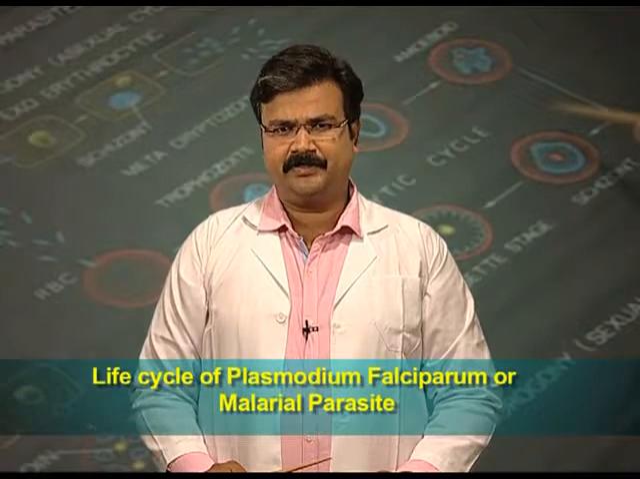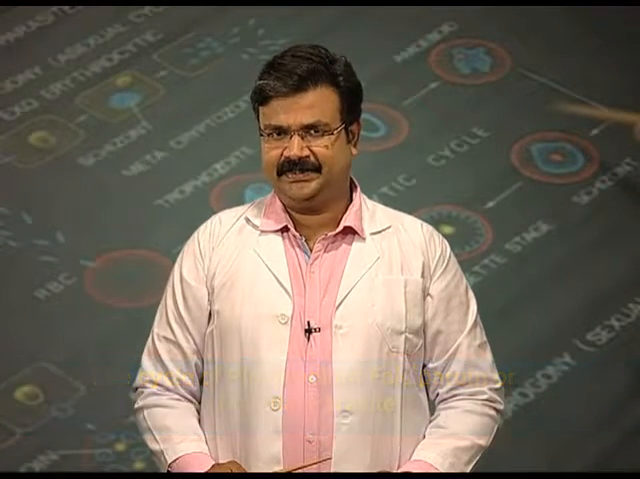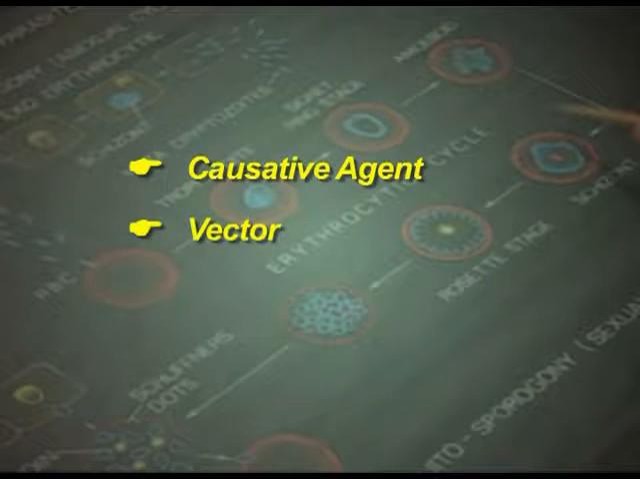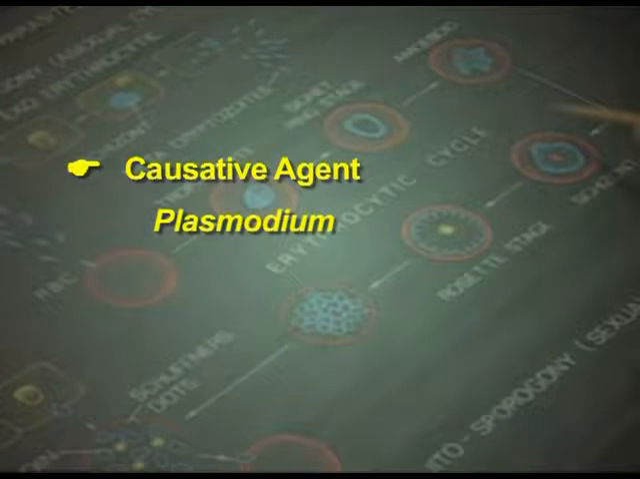Students, today we will study the life cycle of Plasmodium falciparum, or the malarial parasite. For this we need to understand three terms: causative agent, vector and host. Now, what is a causative agent? In this case, the Plasmodium, which is a protozoan parasite, is the causative agent.